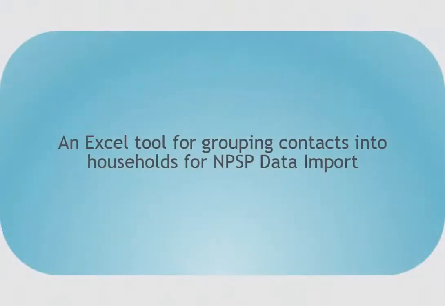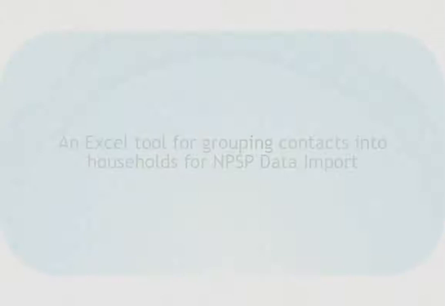If you've ever loaded data into Salesforce NPSP using data import records, you may have struggled to get your Excel data into the required format. In particular, when your source data has one contact per record, VLOOKUPs are required to put family members in the same record as their primary contact.